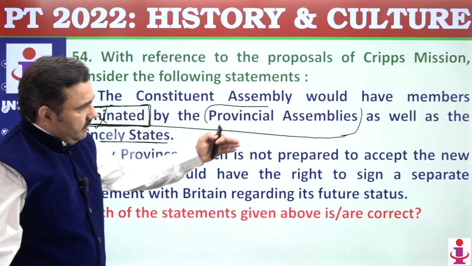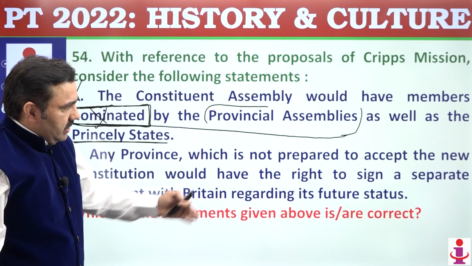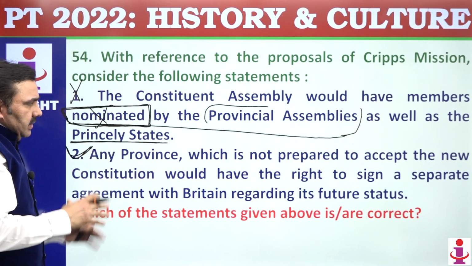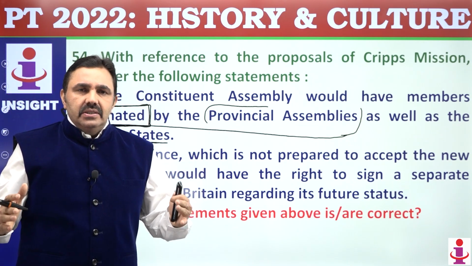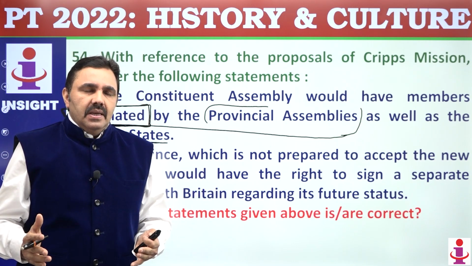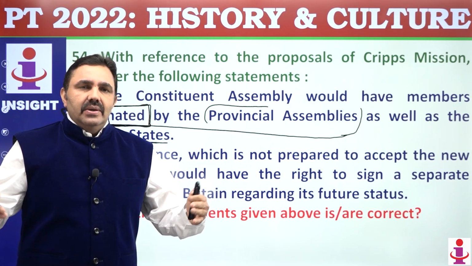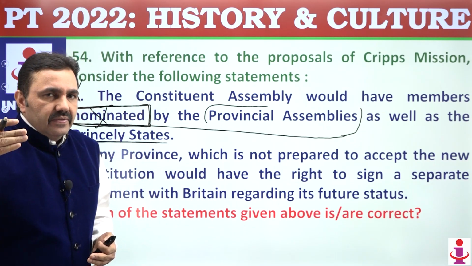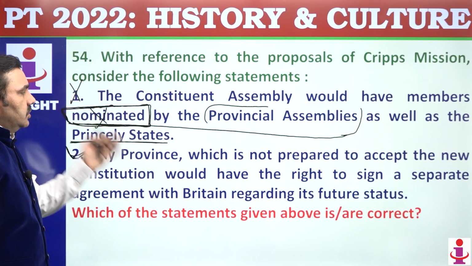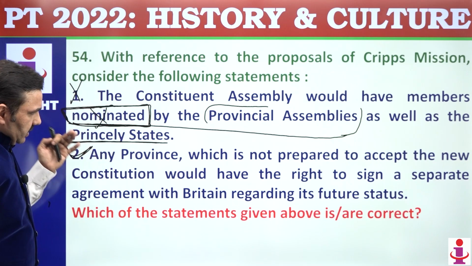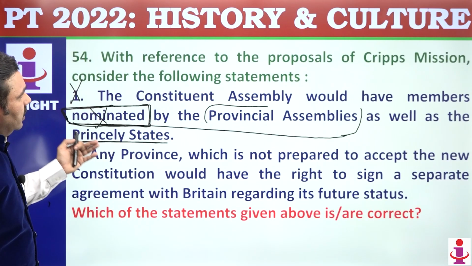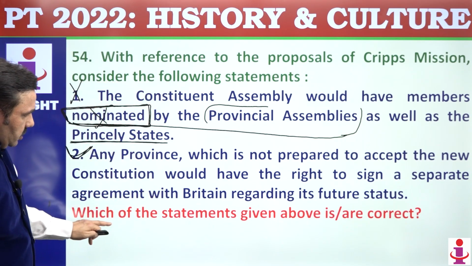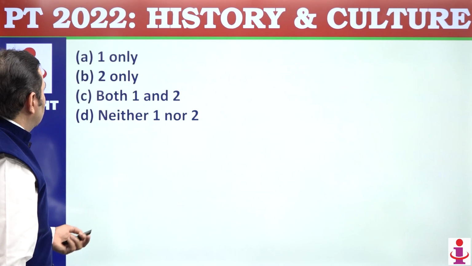Any province which is not prepared to accept the new constitution would have the right to sign a separate agreement with the British government of Britain. So this is correct. The provinces were given the right to accept or reject the new constitution. And it was provided that they could enter into a treaty, they could sign an agreement with the British government to cover issues if they decide to reject the new constitution. So the second statement is correct, the first is wrong. You have to choose the correct option. Instructions you have to read very carefully, and the second is correct, so the option is B.